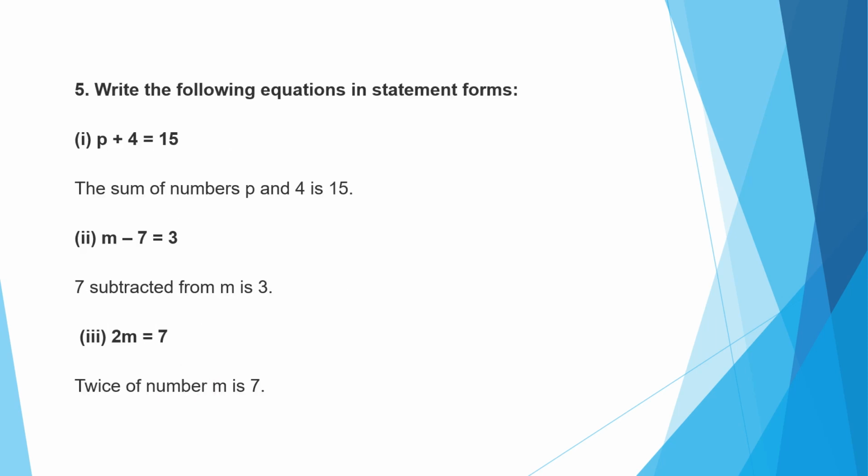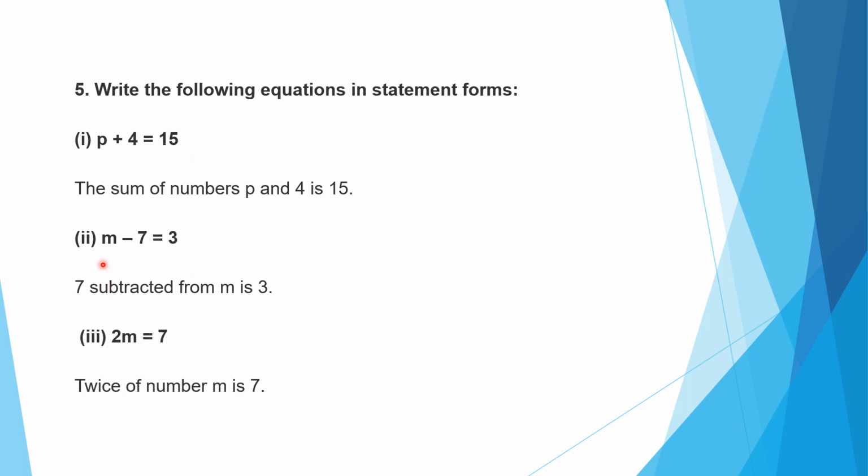Now this is the opposite of the previous one. Here, write the following equations in statement form. P plus 4 is equal to 15. That means these two numbers are added. 15 is the sum here. That means the sum of the numbers P and 4 is 15.